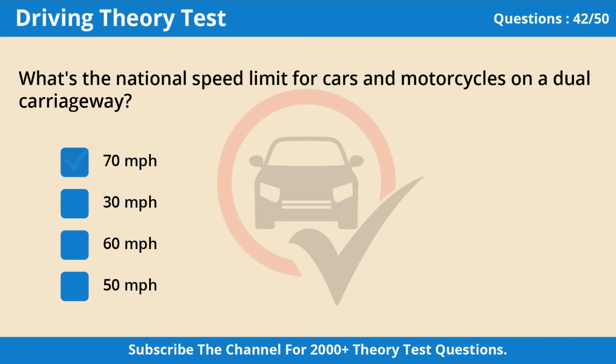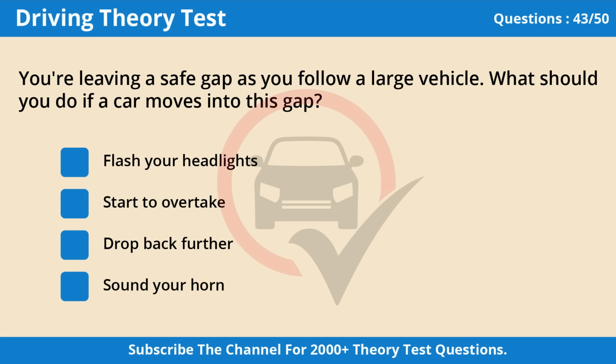A. 70 miles per hour. Question 43. You're leaving a safe gap as you follow a large vehicle. What should you do if a car moves into this gap? A. Flash your headlights. B. Start to overtake. C. Drop back further. D. Sound your horn.